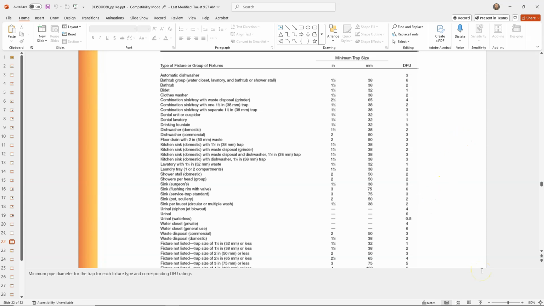They're not universal. But the first step obviously is to decide on the fixture type, and then we're just going to carry that straight across and see what the minimum trap size is and what the total DFU rating is, and that would be per fixture. So if you had 10 of them, you would multiply 10 times whatever number's over here.